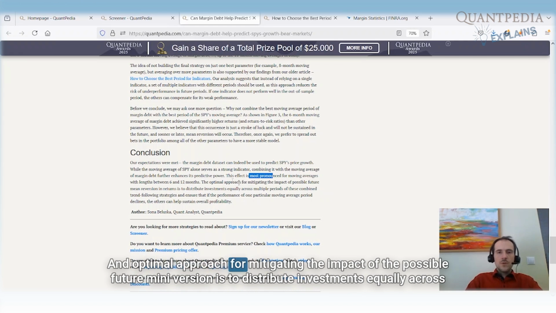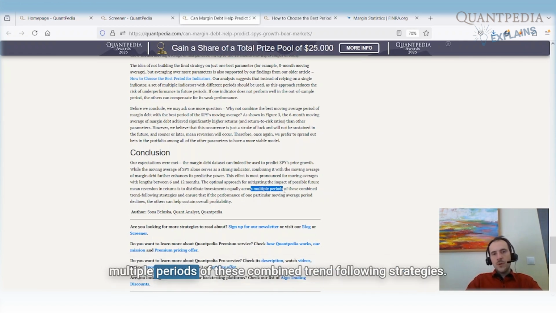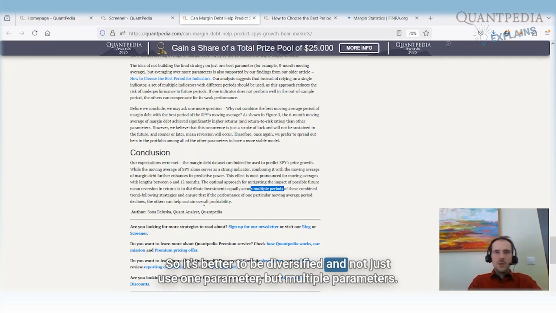And the optimal approach for mitigating the impact of possible future mean reversion is to distribute investments equally across multiple periods of these combined trend following strategies. So it's better to be diversified and not just use, I don't know, one parameter, but multiple parameters.